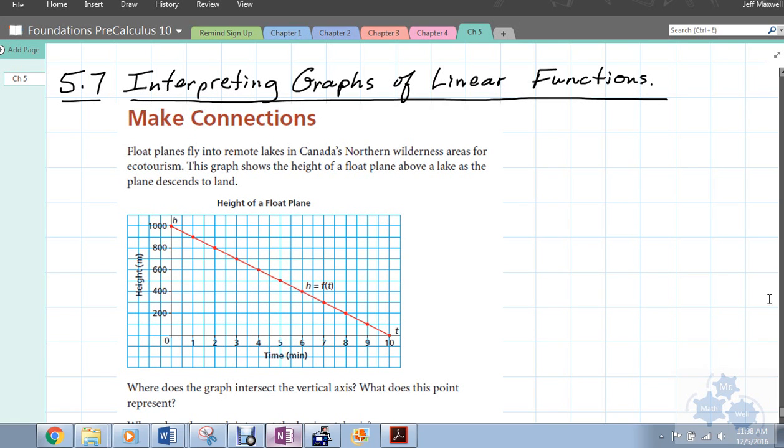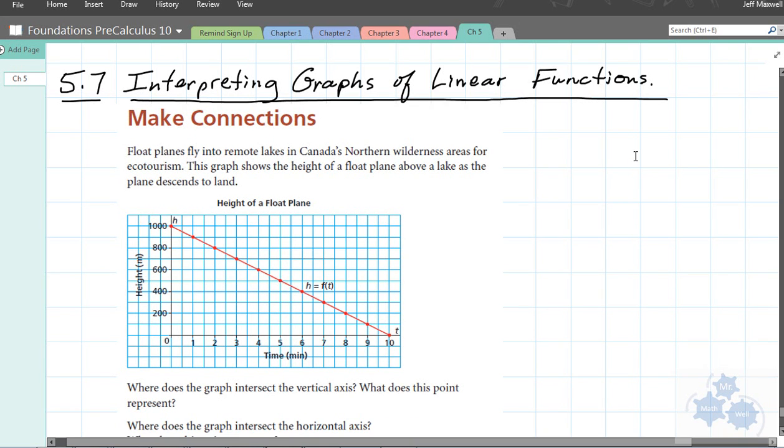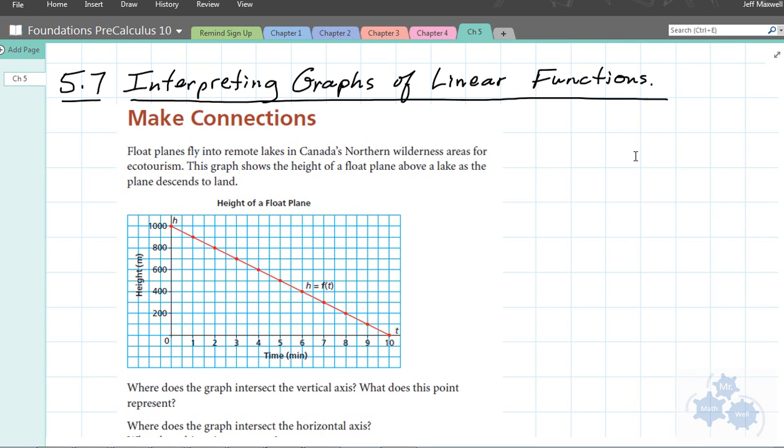All right, so 5.7, interpreting graphs of linear functions. We've spent this whole chapter talking about relations and functions, and specifically linear functions. So we know a lot already about linear functions. This is the final section where we explore a little bit deeper the meaning of graphs and what a linear function graph can tell us.